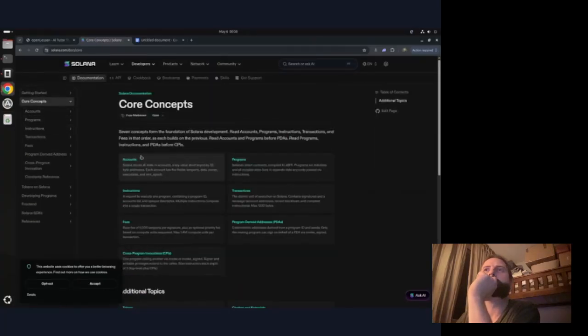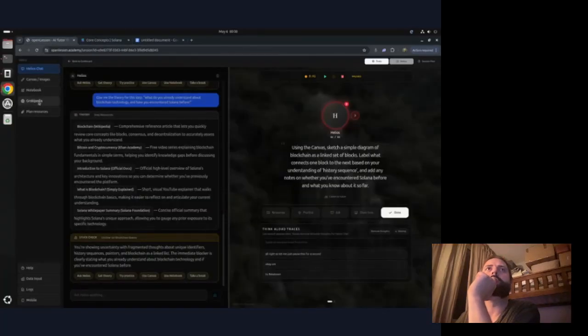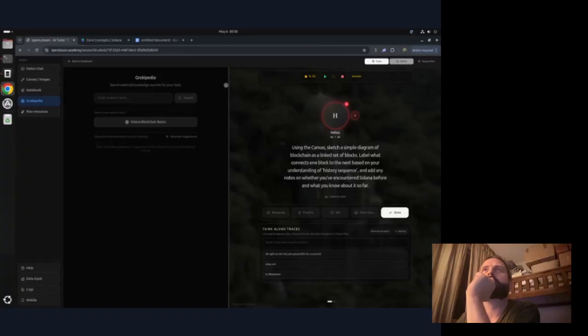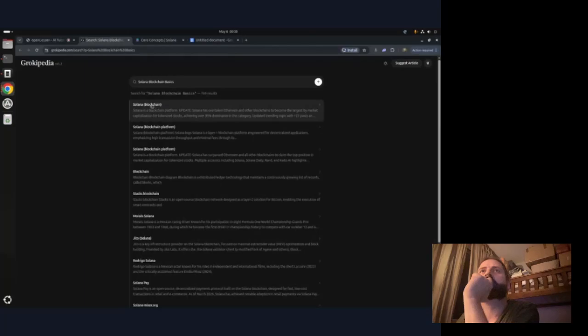Core concepts. No, but that's really Solana. So I think I'll just use Grokpedia. I think I'll just go with Grokpedia. Blockchain basics. Blockchain.